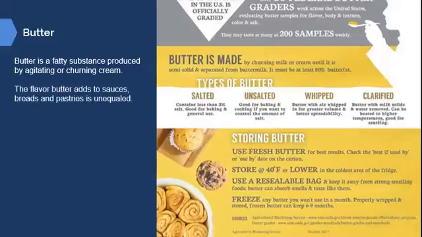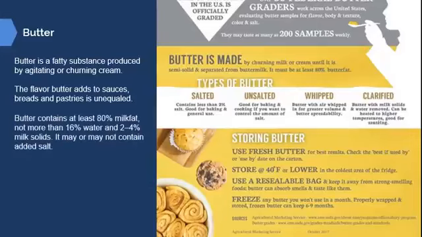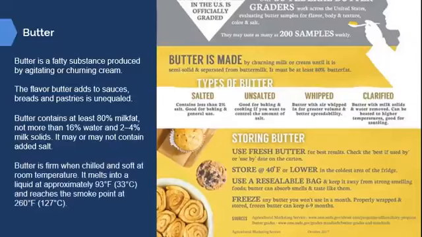The flavor butter adds to a sauce or breads or pastries is unequaled. Butter contains at least 80% milk fat, not more than 16% water, and 2 to 4% milk solids. It may or may not contain added salt. Butter is firm when chilled and soft at room temperature. It melts into a liquid at approximately 93 degrees Fahrenheit or 33 degrees Celsius and reaches the smoke point at 260 degrees Fahrenheit or 127 degrees Celsius, unless it is clarified, in which case that smoke point is going to be much higher.